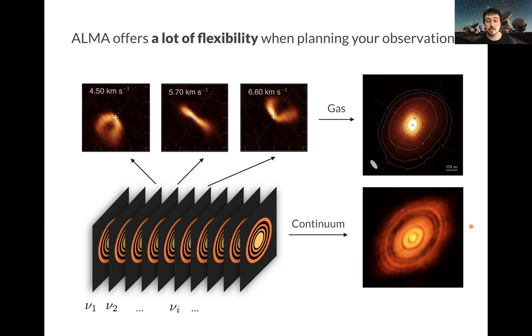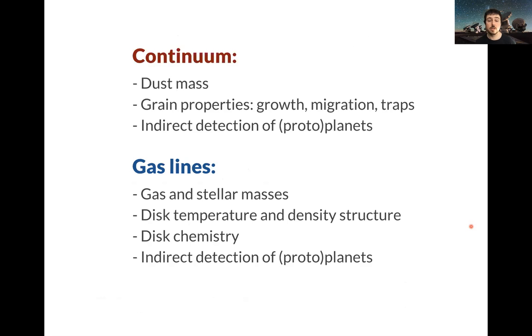This flexibility means that just with one observation, because usually when you observe, you get both this continuum and gas lines with one single ALMA observation, you can get a lot of science done. And in the case of planet formation, these are some of the things that you can do. So if you're interested in the continuum, you can measure disk masses, you can study the properties of grains, and you can use the structure of the continuum emission to infer the presence of protoplanets in these disks.